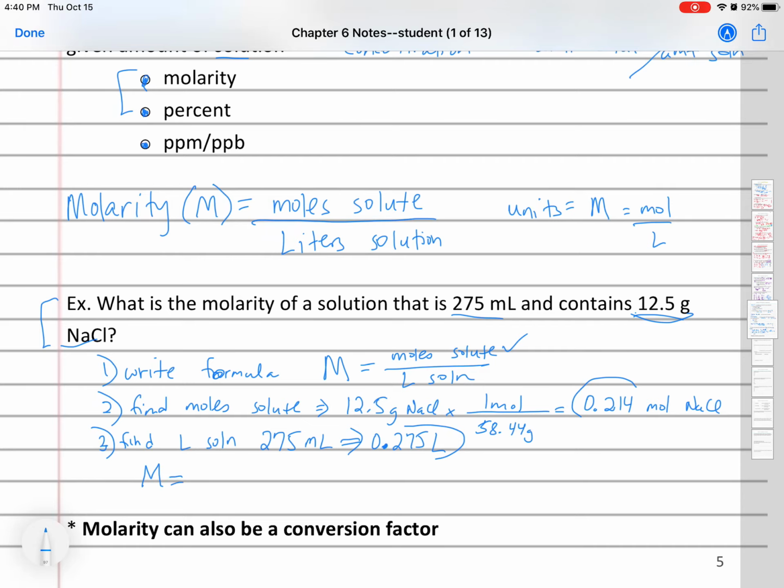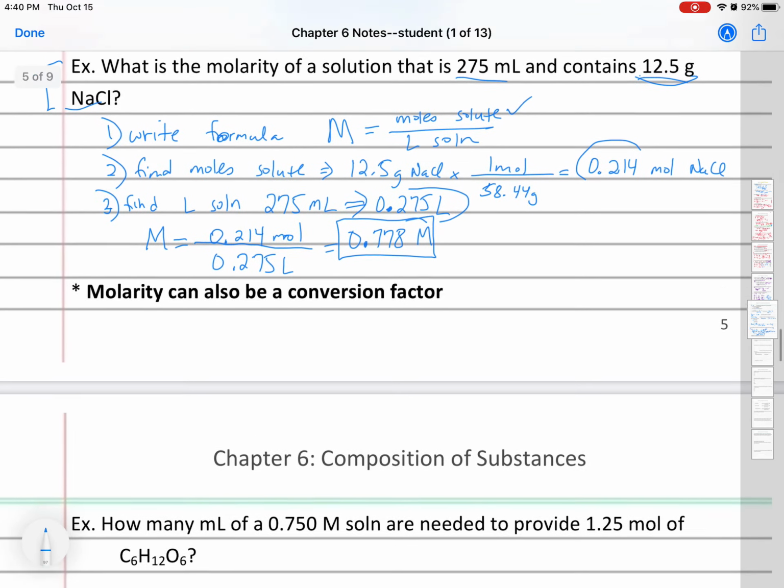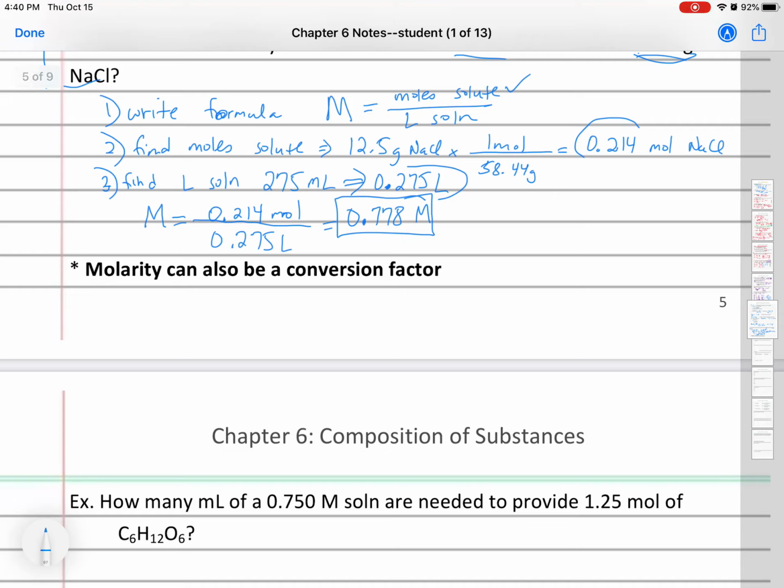So we can calculate the molarity. It is simply 0.214 moles divided by 0.275 liters, and that equals 0.778 moles per liter, or just M for molarity, 0.778 molar. That is the molarity of the solution.